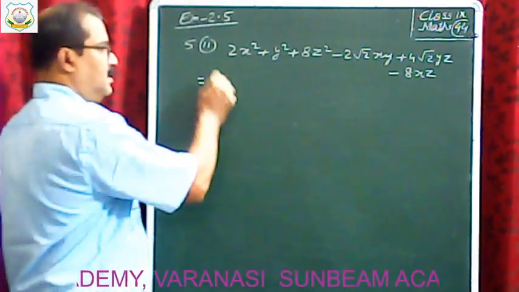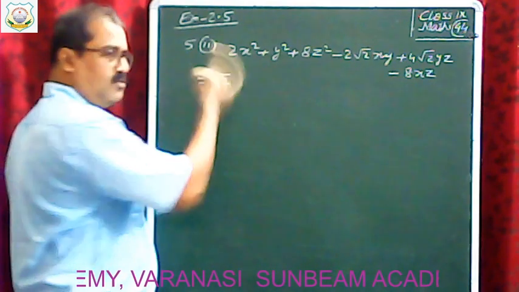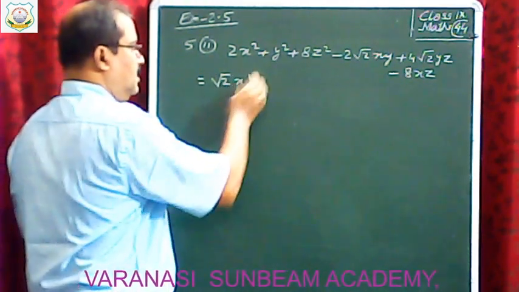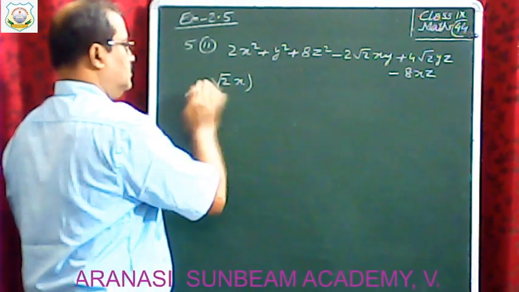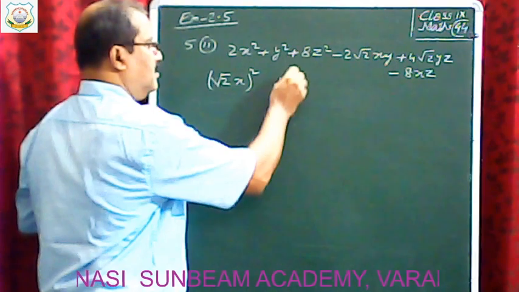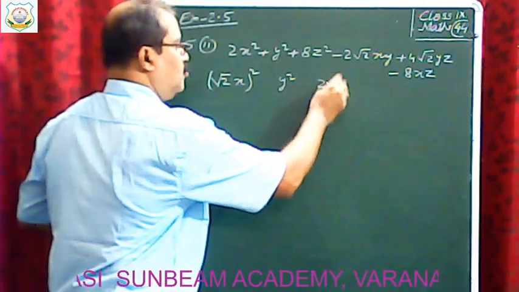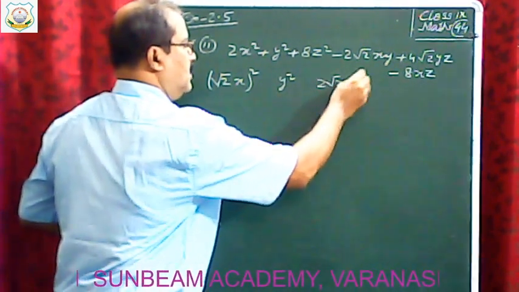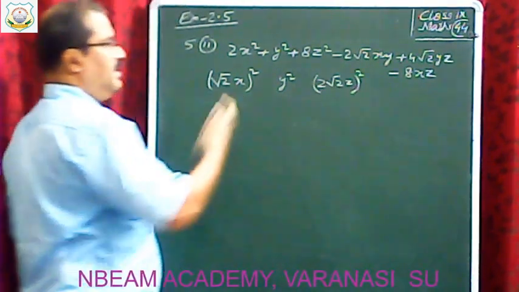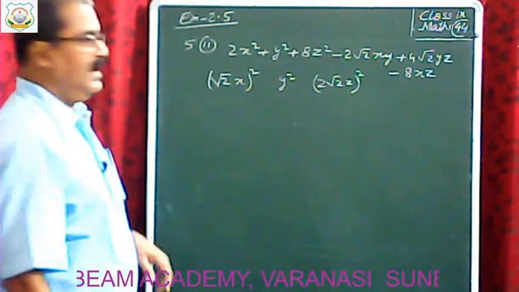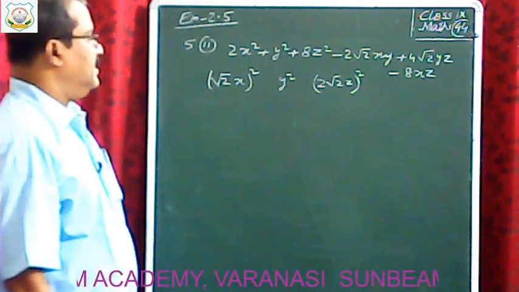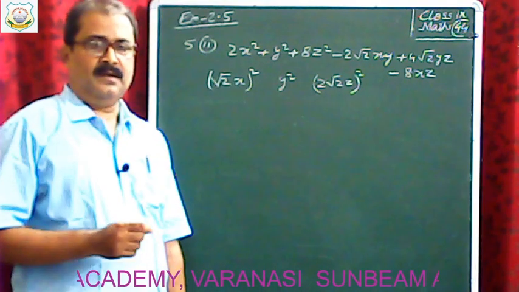If you write root 2 x whole square, then we get again 2x square. In this way you have to write root 2 x square, y square, and 8z square means 2 root 2 z whole square. In this way you can express the given 2x square, y square, 8z square as perfect square terms. But in the identity, all the terms are positive.